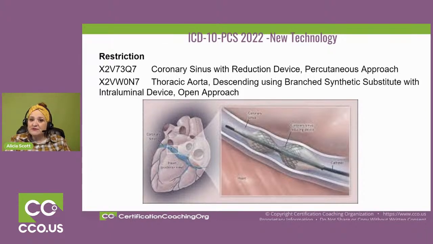Now, we've talked about restrictions before. Restriction is not the same as occlusion. Still, fluid can get through the lumen on a restriction. So we're looking at the coronary sinus with reduction device, and we have percutaneous approach, but we can also do thoracic artery descending using branched synthetic substitute with intraluminal. We know what all that means, open approach. And this is kind of an example of doing a restriction by putting a stent in there. And again, the blood still goes through. It's not occluded, it's not bypassed, it is just restricted.